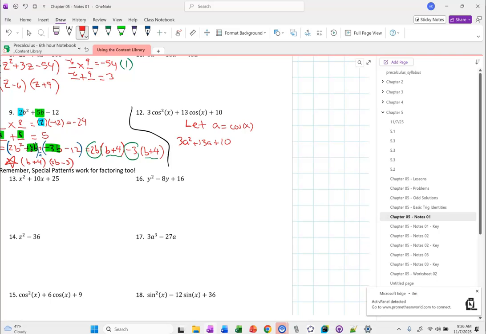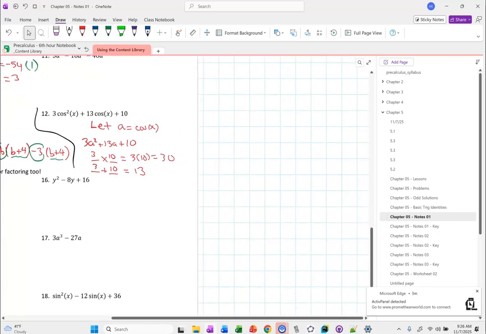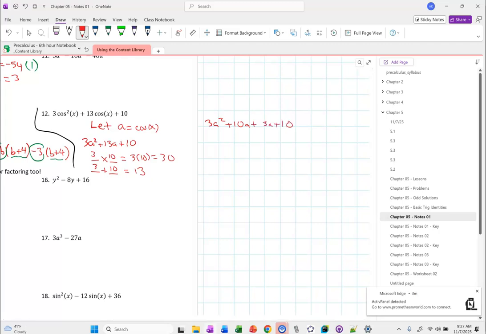So, how do I factor 3a squared plus 13a plus 10? Two things that multiply to give us 3 times 10, so that's 30, and then add to give us 13. 3 and 10. So we're going to have then, I'll just go over here, 3a squared plus 10a plus 3a plus 10.